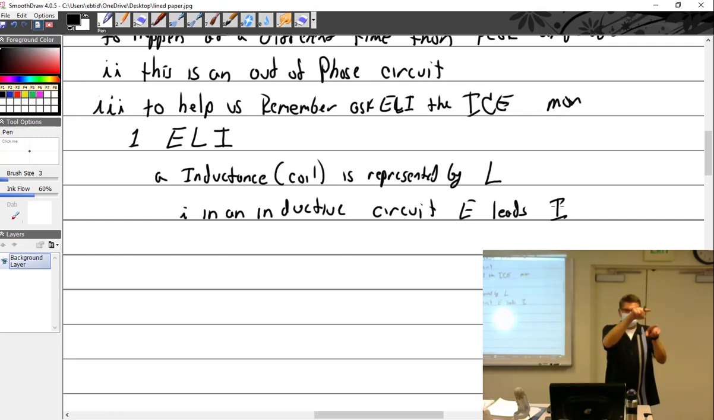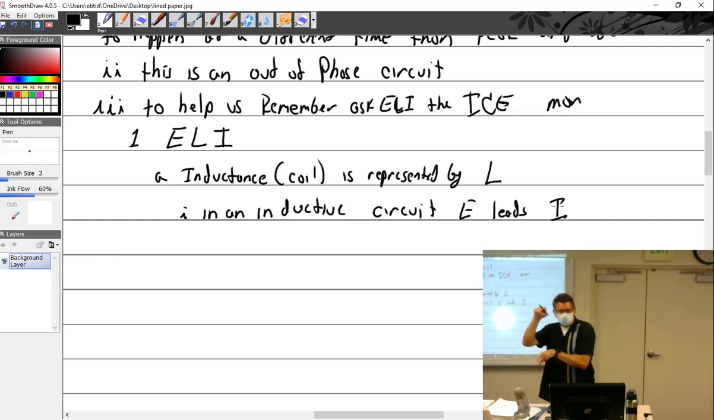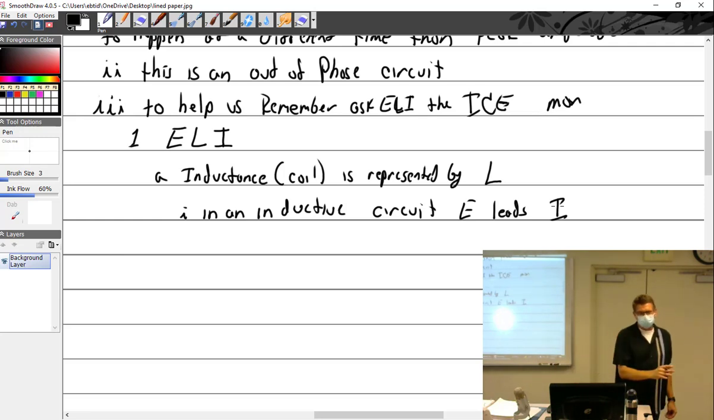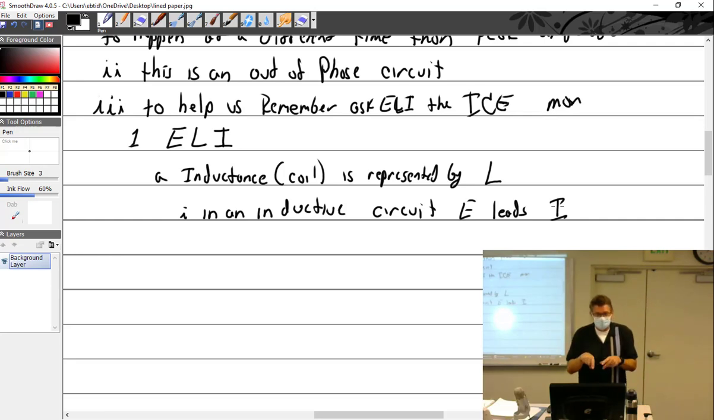It's hard to do. All the way down, all the way up. Volts and amps follow each other. But if I add a whole bunch of coils to a circuit, suddenly it is going to go out of phase. The voltage and the amps are no longer going to be following each other. What is going to happen? The voltage is going to lead the amperage.